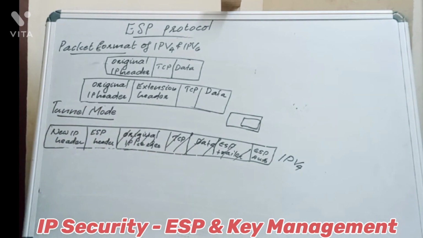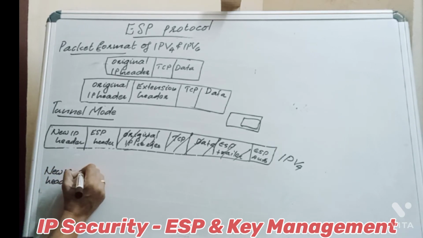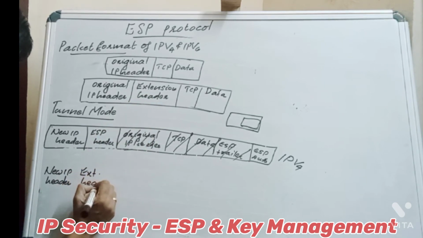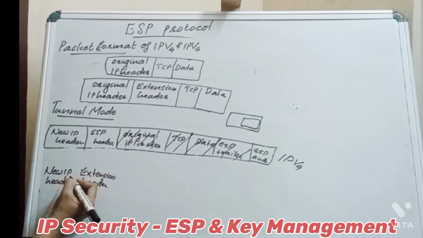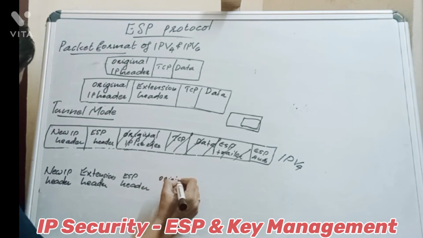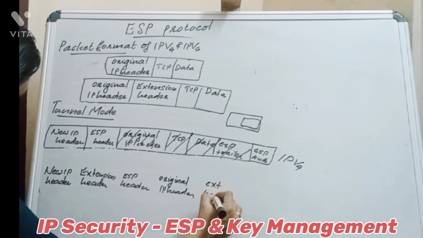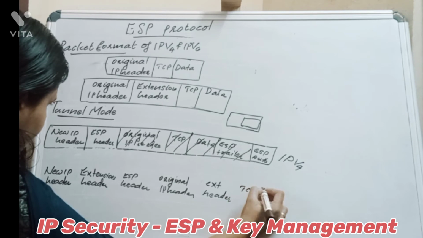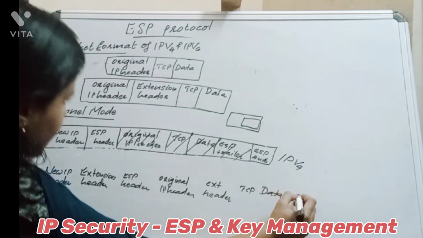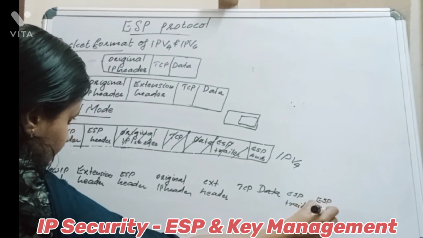Next we'll see the IP version 6 packet format after applying the ESP protocol in tunnel mode. Here we have the new IP header, extension header, ESP header, original IP header, extension header, TCP, data, then the ESP trailer, and ESP authentication.